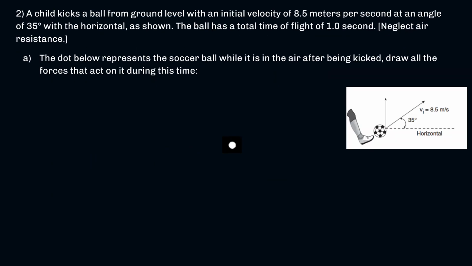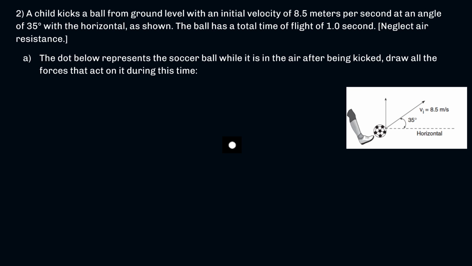Alright, so looking at example number 2, a child kicks a ball from ground level with an initial velocity of 8.5 meters per second at an angle of 35 degrees with the horizontal, as shown in this diagram below. The ball has a total time of flight of 1 second, and we're going to neglect air resistance as we always do unless we are told any different. The dot below represents the soccer ball while it is in the air after being kicked. Draw all the forces that act on it during this time. So just a free body diagram in part A.